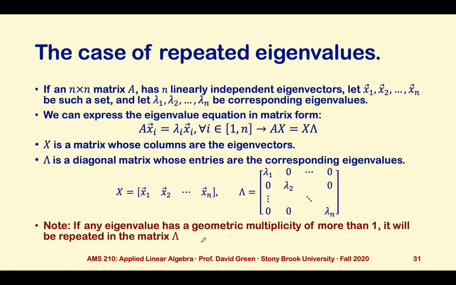This leads us to an ability to generalize the eigenvalue decomposition beyond the case of having distinct eigenvalues. And we do this in the following way. If we have a square matrix that has n linearly independent eigenvectors, this is the key point. As long as we can find n linearly independent eigenvectors, we can do this.